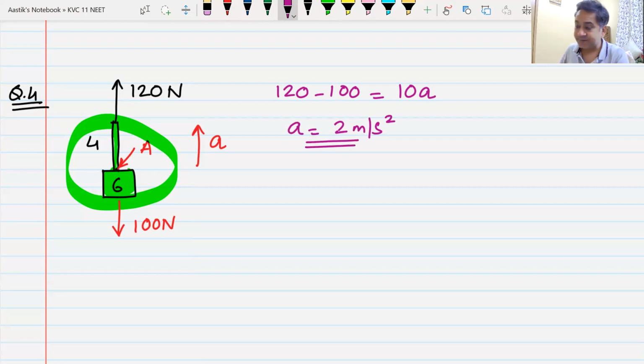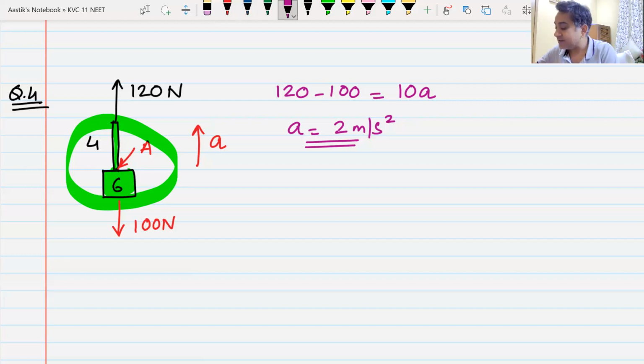Everyone understands this? The blocks are not kept on ground, the blocks are hanging. So gravity also comes here. Do we understand this? Yes or no? So I'll give you one last chance to give me the value of tension at point A. I'll give you a chance to tell me the answer for tension at point A. 12.